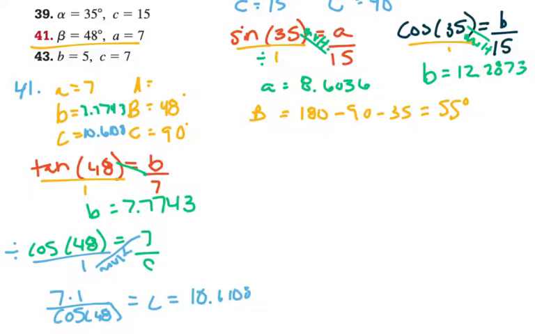And then our last digit of A is going to be from 180 minus 90 minus 48. So 42 degrees.